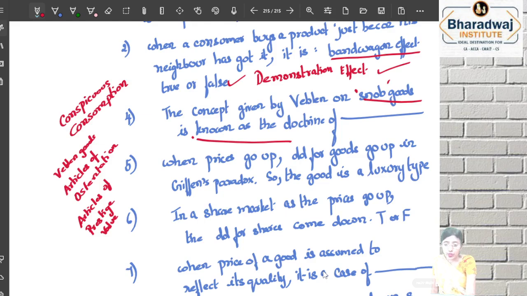Okay, now the next one. Let me see whether you have done it correctly. When prices go up, demand for goods goes up in Giffen's paradox. So the good is a luxury type. True or false? False. Karan, what did you write? Why? So what is the type of good? The day-to-day use of goods, the potato. Yeah, the example of Ireland you're giving. Okay, fine. What is that good called? What is the category it comes under?